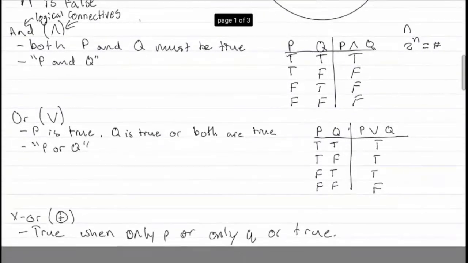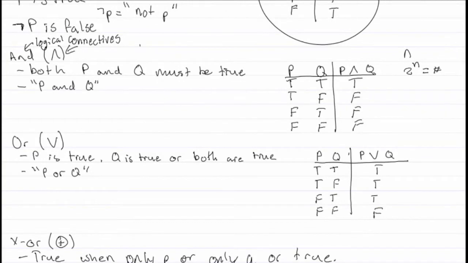So now let's look at OR. OR, again, I've denoted the symbol right here. When P is true, or Q is true, or both are true, then P or Q is true. So you can see it in the truth table here. P is true, Q is true, therefore P or Q is true. P is true here, therefore P or Q is true. And over here, Q is true, therefore P or Q is true. And finally, both of them are false, therefore the statement is false.